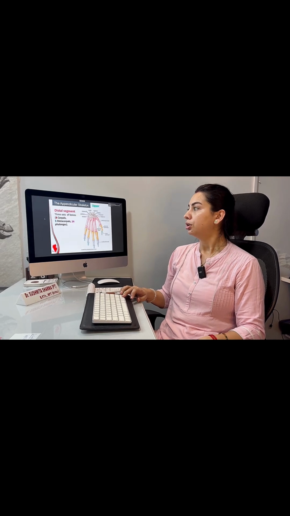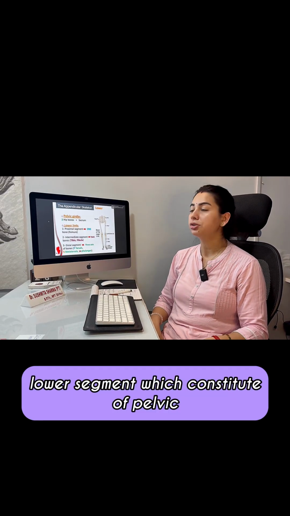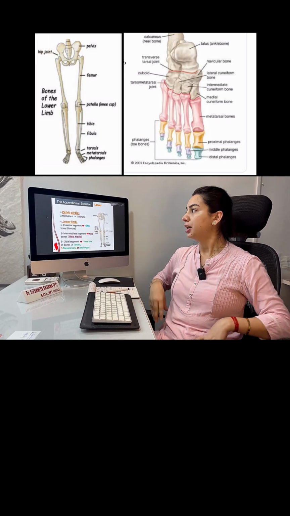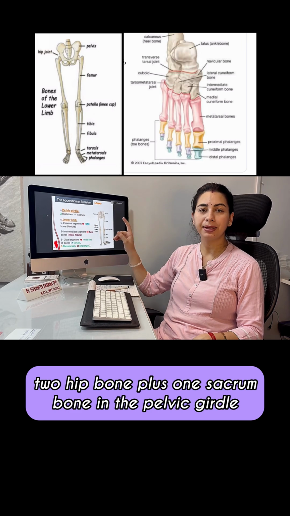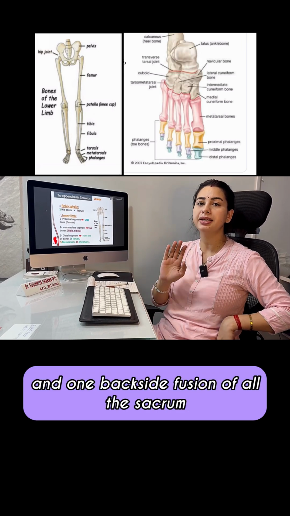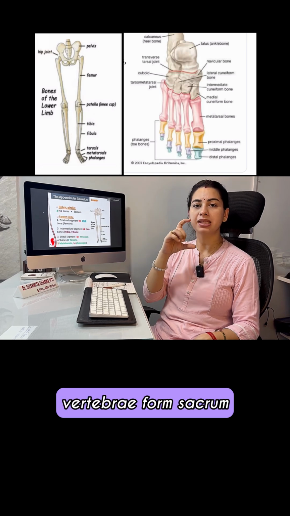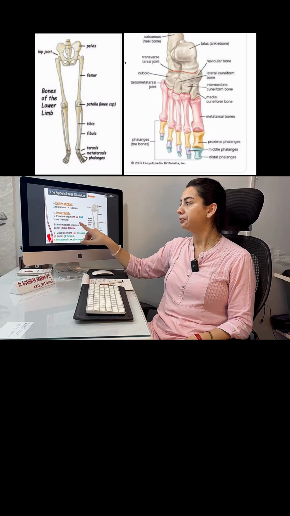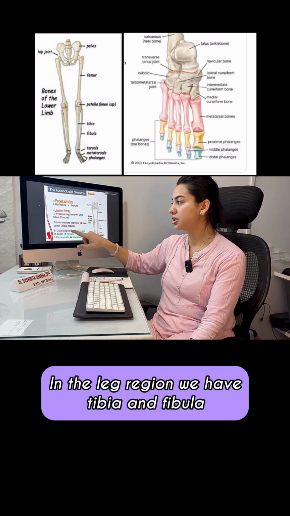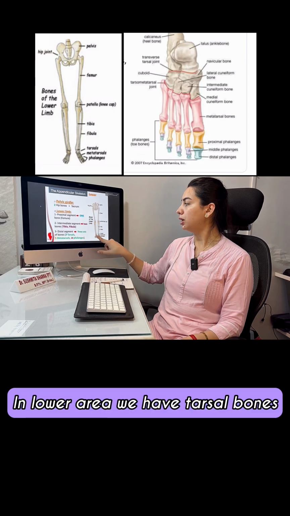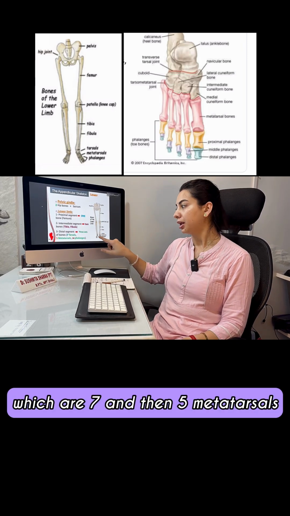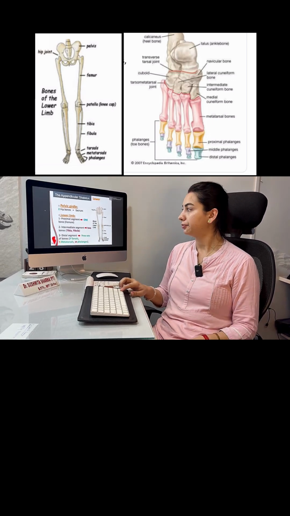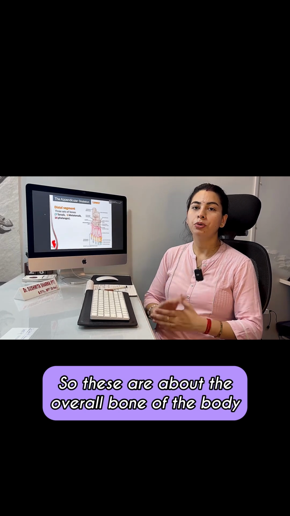Now we'll move on to the lower segment, which consists of the pelvic girdle plus lower limb. In the pelvic area we have the pelvic girdle, 2 hip bones plus 1 sacrum bone. At the back, the fusion of all the sacral vertebrae forms the sacrum. In the lower extremity we have 1 thigh bone called the femur. In the leg region we have tibia and fibula. In the lower area we have 7 tarsal bones, then 5 metatarsals and 14 phalanges, the same as the upper extremities. So these are the overall bones of the body.